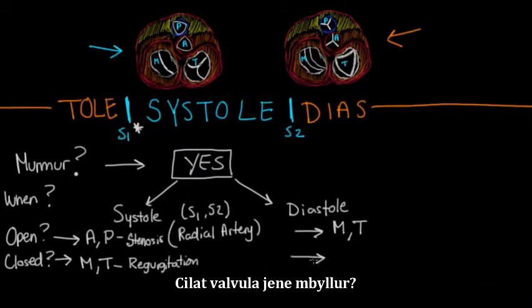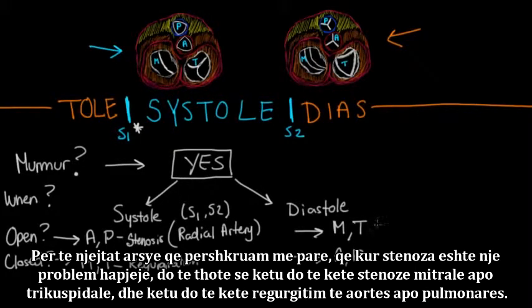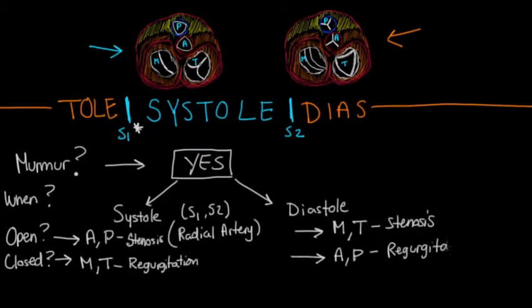and which valves are closed? The aortic and the pulmonic are closed during diastole. And so for the same reasons that we just described before, since stenosis is an opening problem, that means that here you would have mitral or tricuspid stenosis, and here you would have aortic or pulmonic regurgitation.